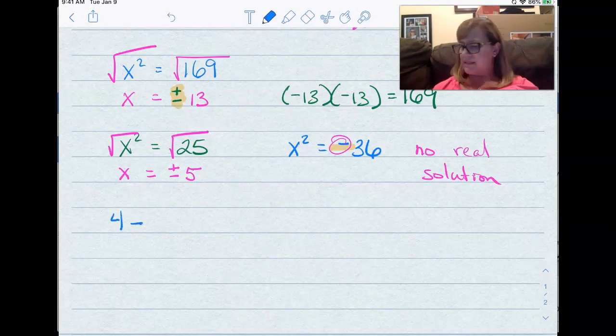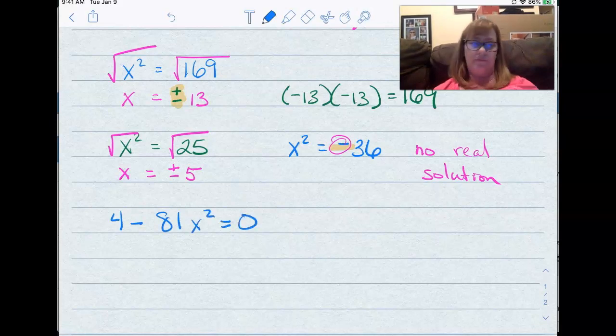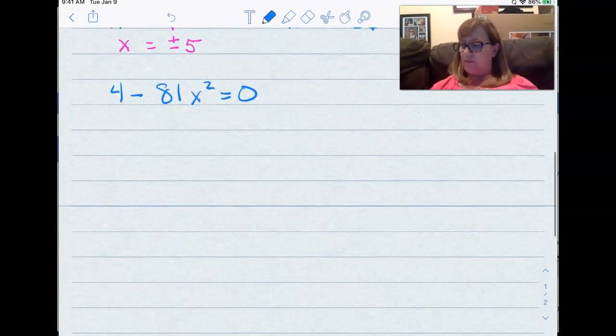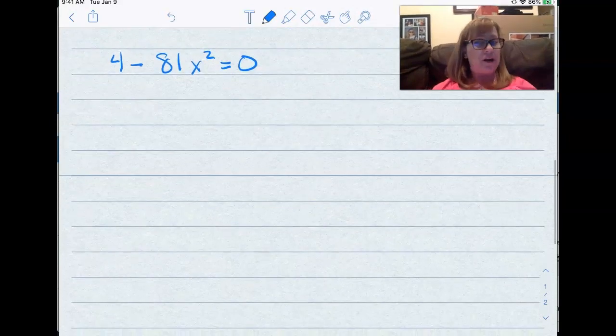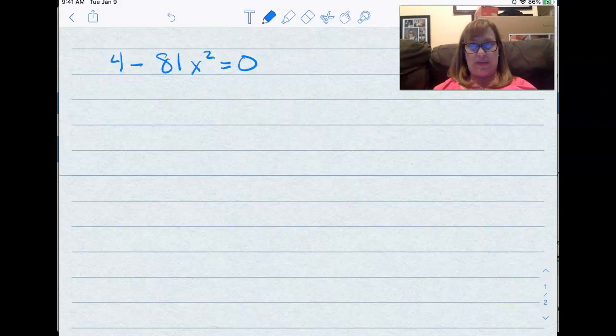Okay, so let's look at something like this. 4 minus 81x squared equals 0. Okay, well, this looks a little more complicated, doesn't it? And some of you might panic on me. Don't do that yet. Start pulling away the layers like you know how to do, as if there wasn't a squared x in there. But let's try to get x by itself.